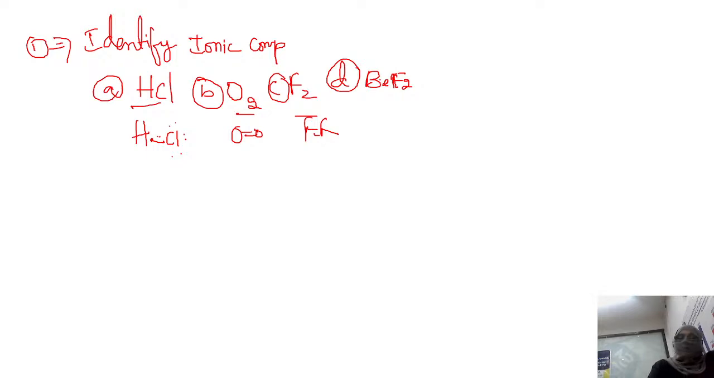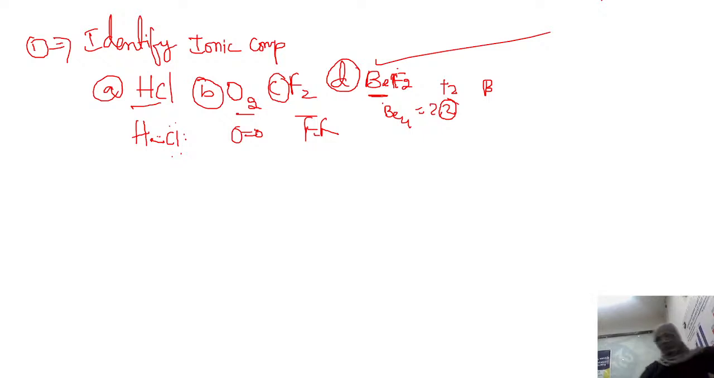Let's see why. The atomic number of beryllium is 4, so 2, 2. The outer shell has only 2, which means it can lose 2. That's why the valency is plus 2. Fluorine atomic number is 9, so 2, 7. Seven means it can accept 1. That's why the valency for fluorine is minus 1. Beryllium is plus 2, that's why BeF2. That means the bond formed between Be and F is an ionic bond. I hope it is clear. I'm telling it shortly because I already discussed the definitions. Right? Done?